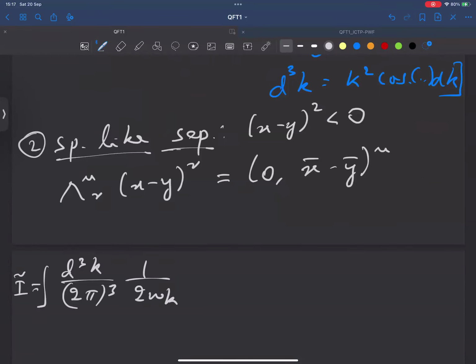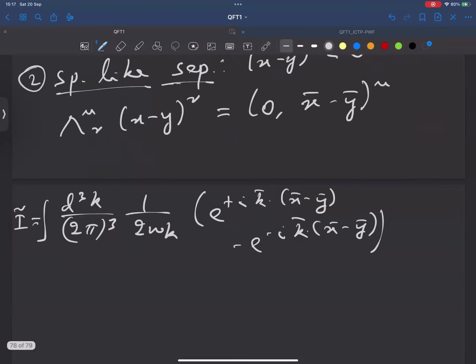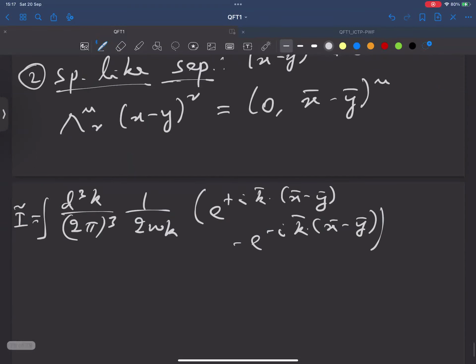1 over 2 omega k, e to the power plus i k dot (x - y). So now we are picking the spatial parts, okay? Exactly like we picked the temporal parts before. Now, there is an interesting thing that we can do. So this is what we get. But now we can do something interesting. And this is related to a very nice question which was asked in the beginning.